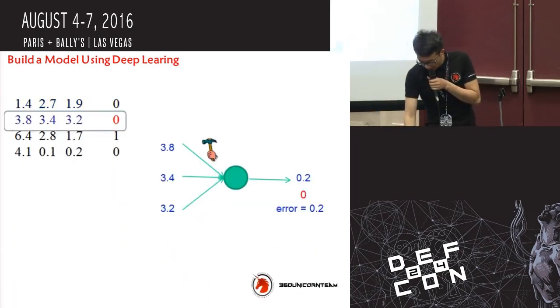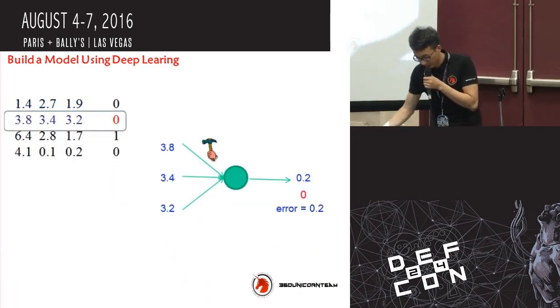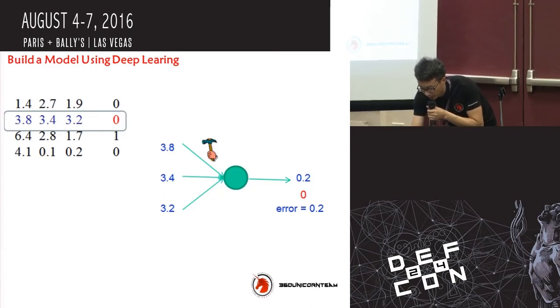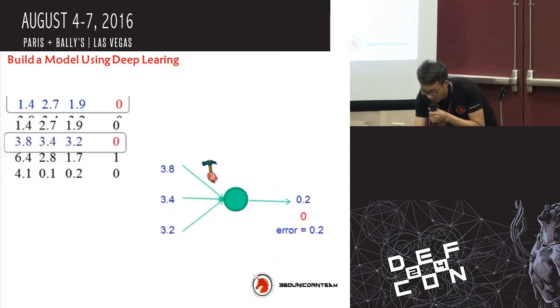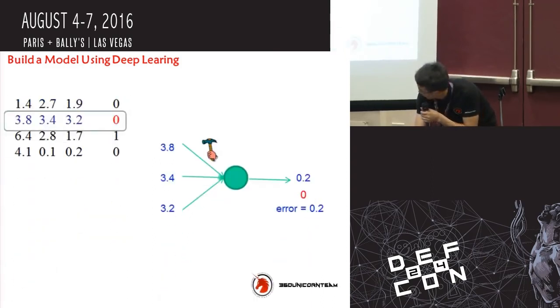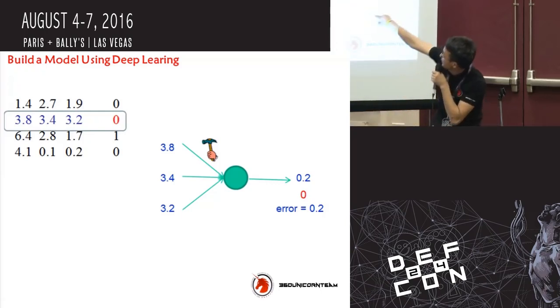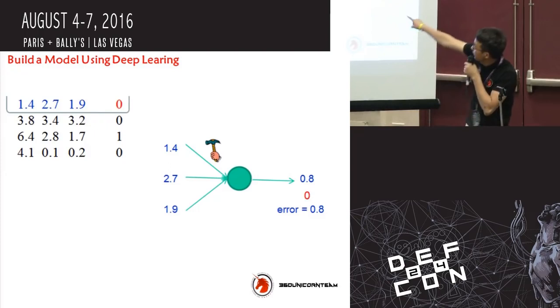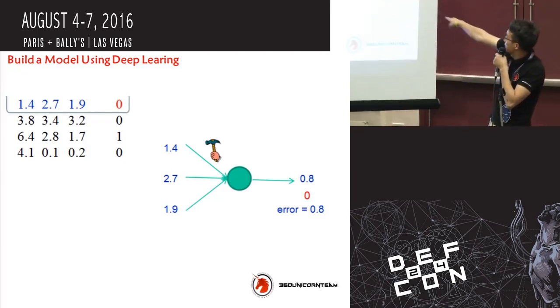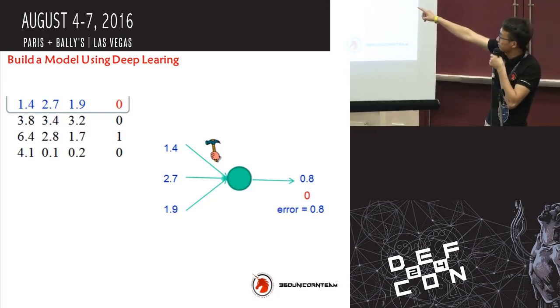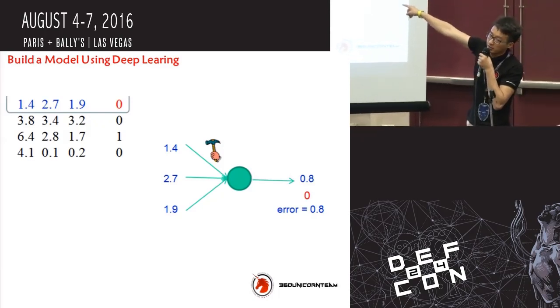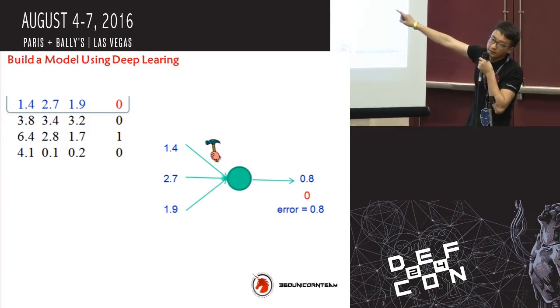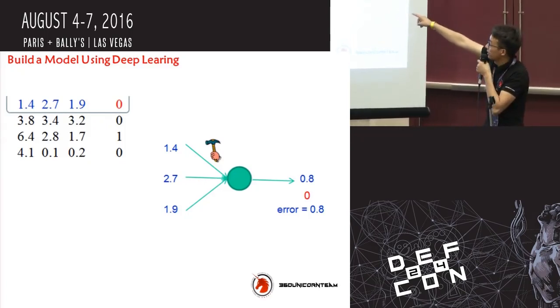Let me go on. If you have any questions, you can ask me later. So you can see this is a training process. You use the examples to train the model. First, you use the first example and the output is zero. You can see that there's a threshold. If it's larger than 0.5, you give it one. If it's less than 0.5, you give it zero.